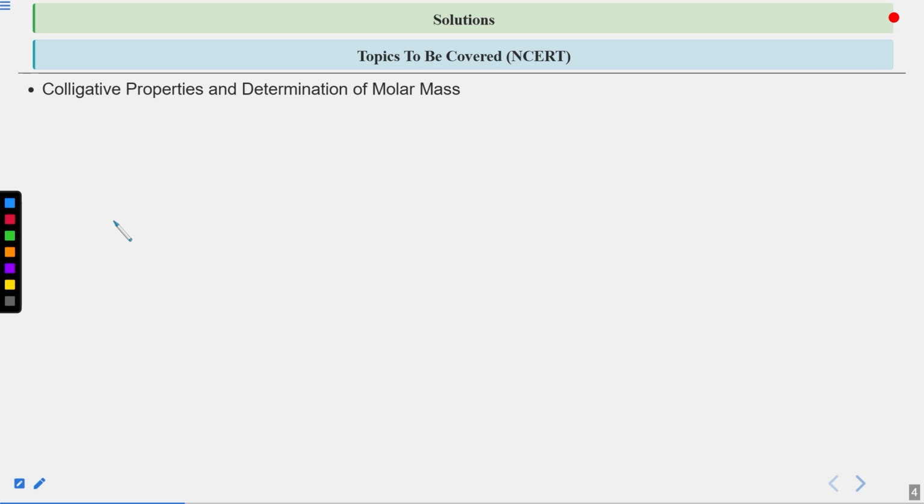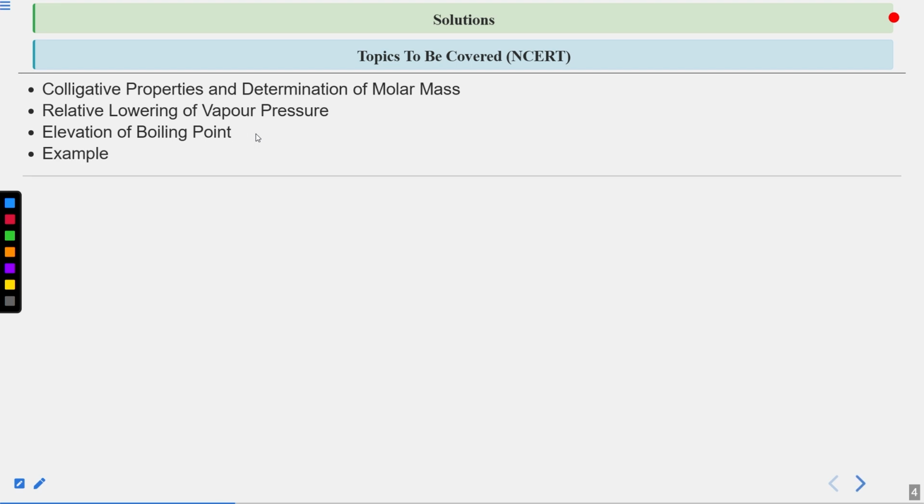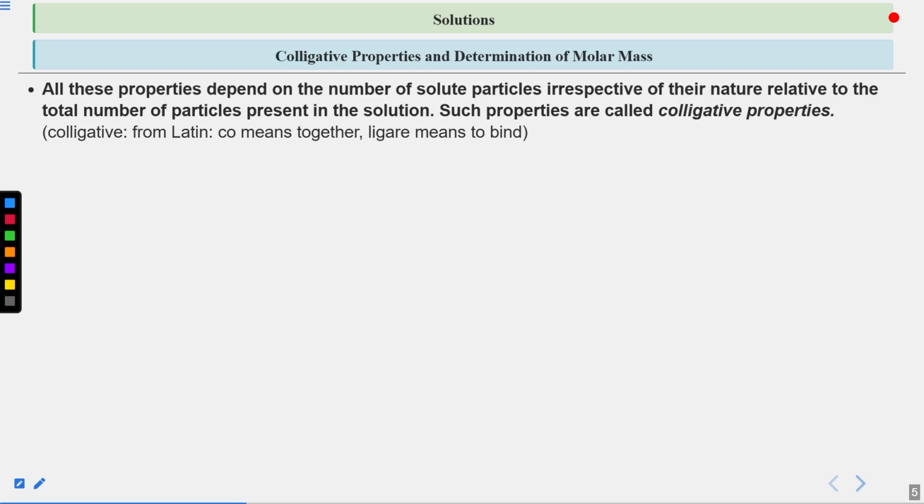If I put up the topics according to the NCERT, first we will see the colligative property and determination of molar mass, then relative lowering of the vapor pressure, elevation of boiling point, and some examples. Then we will also see the depression in freezing point, osmotic pressure, and abnormal molar mass. This whole class will be in English, okay.